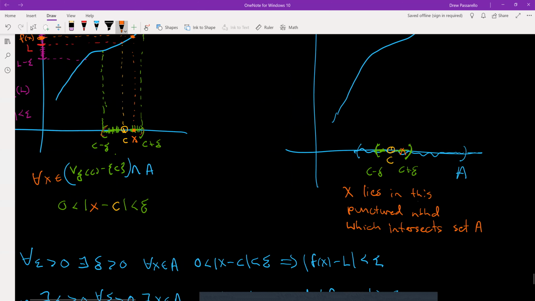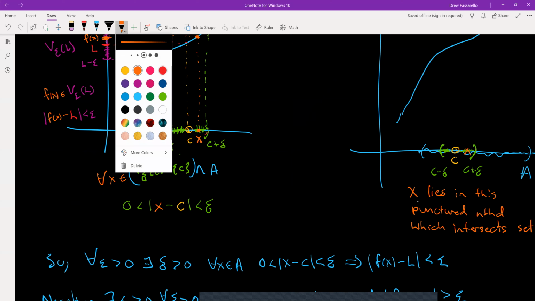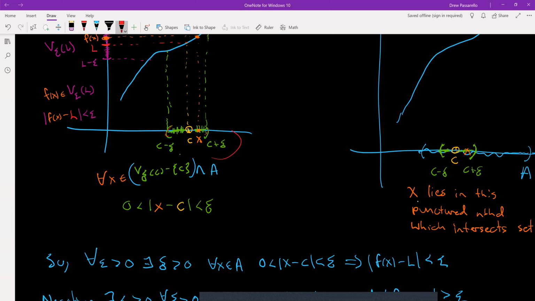All right, so that's what's going on for the x-axis. So that's what's going on here. And that's what this is saying. For all x in the punctured neighborhood, the intersection of the punctured neighborhood around C with radius delta, so for all x in that, that's the same thing as saying 0 is less than the absolute value of x minus C, less than delta.